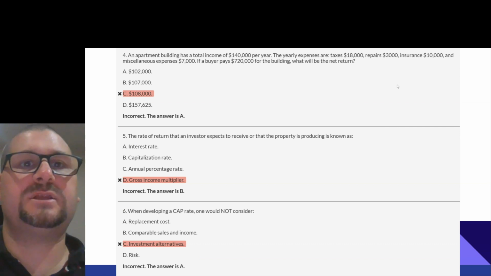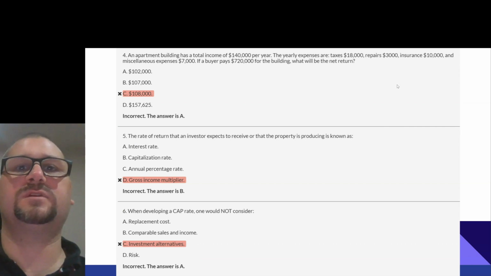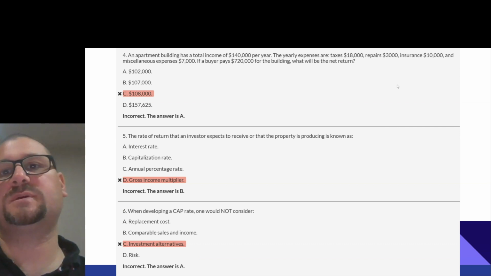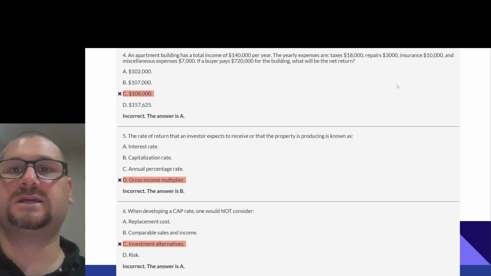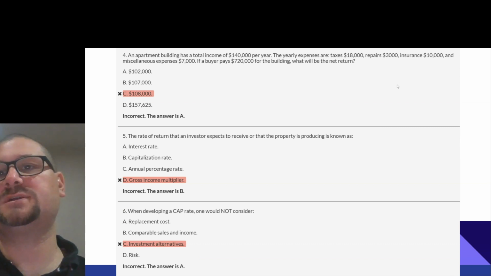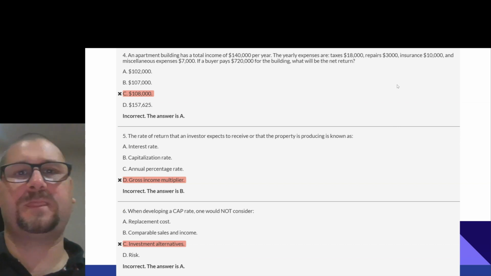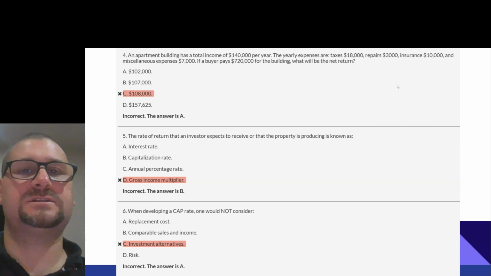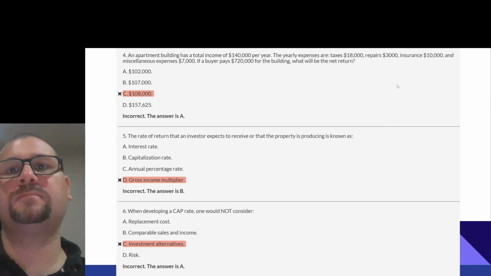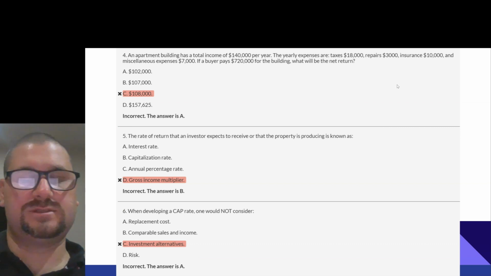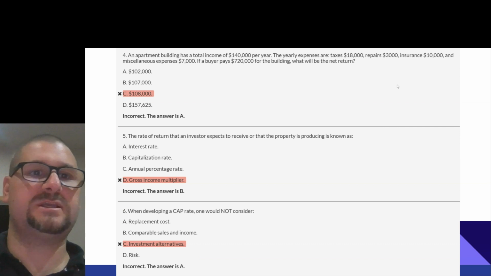An apartment building has a total income of $140,000 per year. The yearly expenses are taxes $18,000, repairs $3,000, insurance $10,000, and miscellaneous expenses are $7,000. If a buyer pays $720,000 for the building, what will be the net return? Again, you have to do some math behind the scenes to get $102,000.